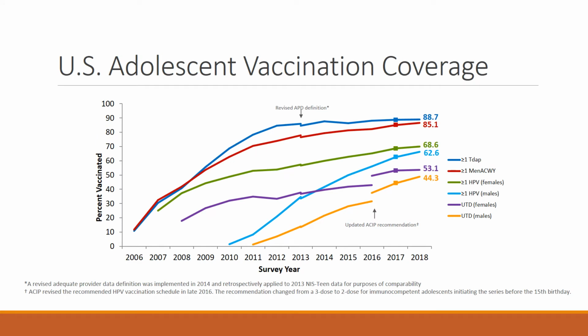Despite increases, coverage estimates for human papillomavirus or HPV vaccine remain low and continue to lag behind rates for the Tdap and quadrivalent meningococcal conjugate vaccines. For this reason, the goal of the Adolescent Vaccination Program is to increase HPV vaccination in pediatric clinics.